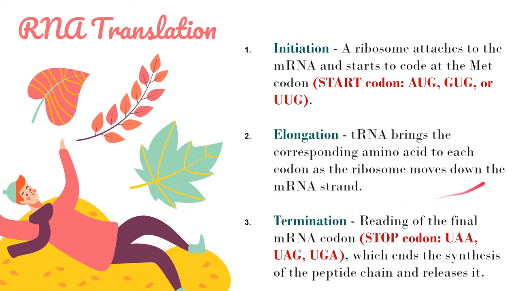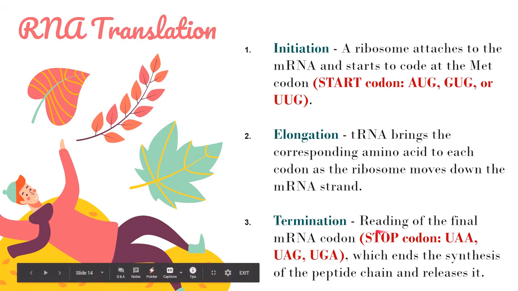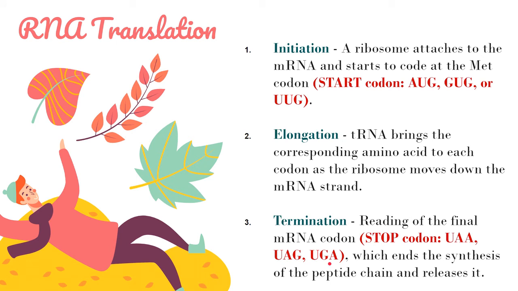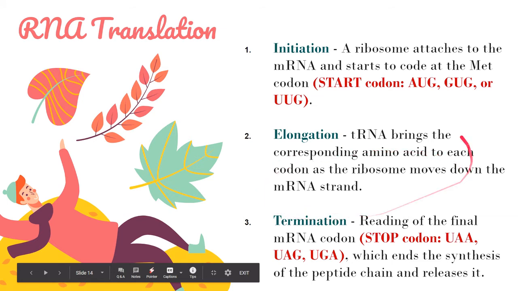Then elongation, so those are all the amino acids that will be brought into the chain corresponding to their codon. Later we'll talk about that. And then once our amino acids have elongated, then we will have termination. So that's the reading of the final mRNA codon that will tell the ribosome to stop synthesizing the amino acid chain or the peptide chain. So initiation starts, elongation elongates the amino acid chain, termination stops the process. The stop codons are UAA, UAG, and UGA.